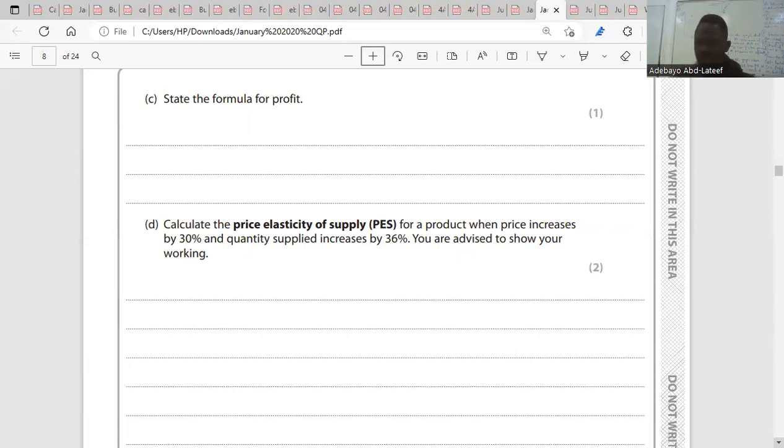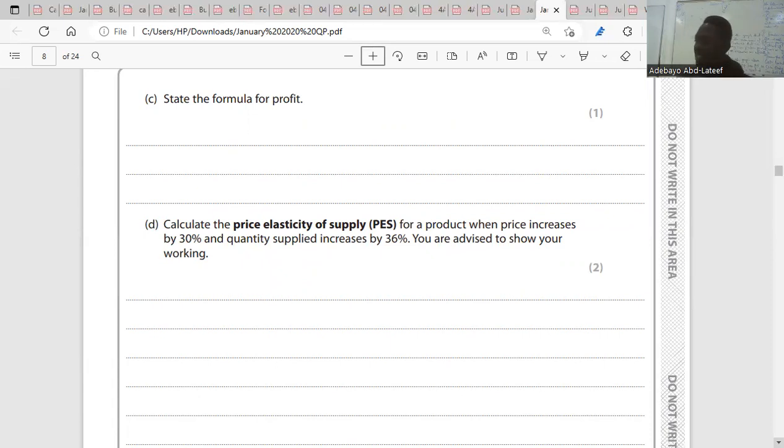We go to D. For question D, they said, calculate the price elasticity of supply for a product when price increases by 30% and the quantity supplied increases by 36%. You're advised to show your working. Before we go to the workings now, what is price elasticity of supply? Price elasticity of supply is the degree of responsiveness of the quantity supplied of a product as a result of a change in price. That is PES.